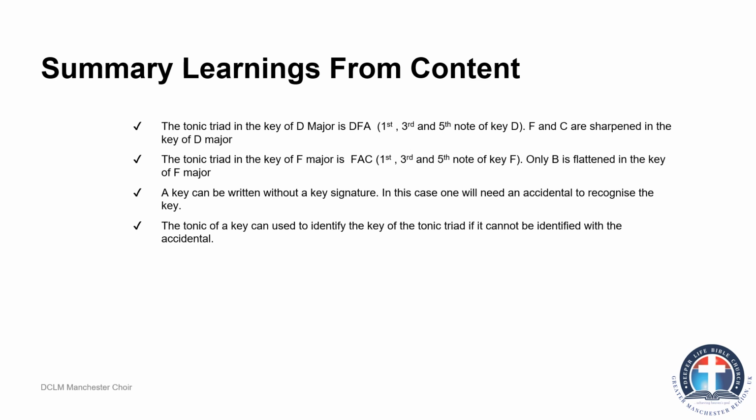So a key can be written without key signature. In that case, what do we use? The tonic, yes, or you use an accidental, but of course accidentals have been failing us so far. We can't use the accidentals because, for instance, you can easily mix up D major with G major if you just say F sharpened. So always make use of your tonic first. So yes, use your tonic to identify the key of the tonic triad, right?